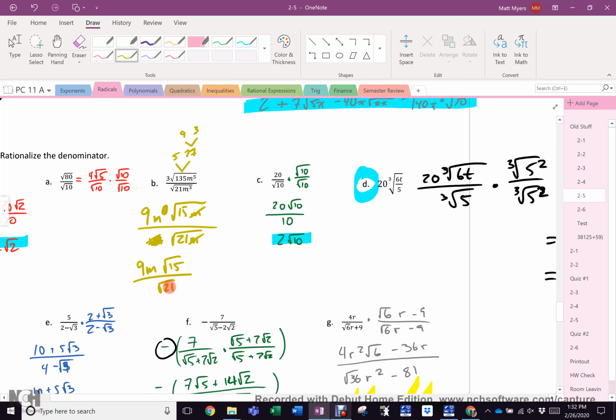Am I allowed to have root 21 on the bottom? No, so I got to multiply by root 21 over root 21, right? So my new denominator is 21. Now, 15 is 3 times 5, right? And 21 is 3 times 7, right? There's a pair of 3s right there, right? So a 3 is going to come out to the front, yeah? 3 times 9 is 27m root. What did I leave under there? 5 and 7. Root 35. Cool? Now, 27 and 21 can get simpler, right? Because 3 goes into both of them. So I get 9m root 35 over 7. And then I'm done.